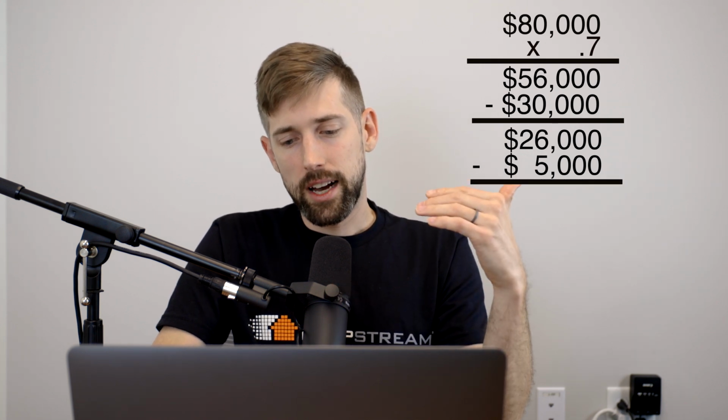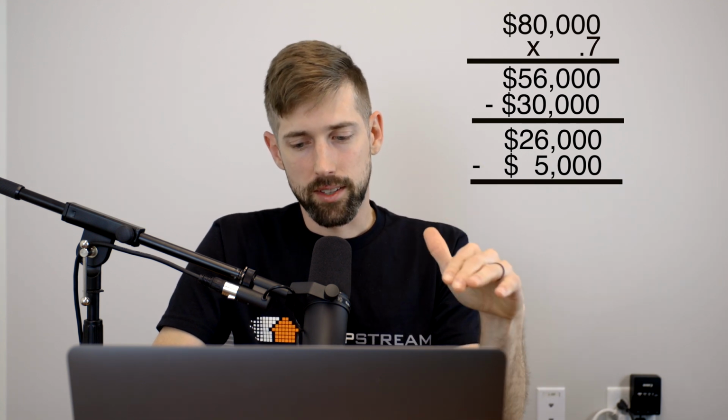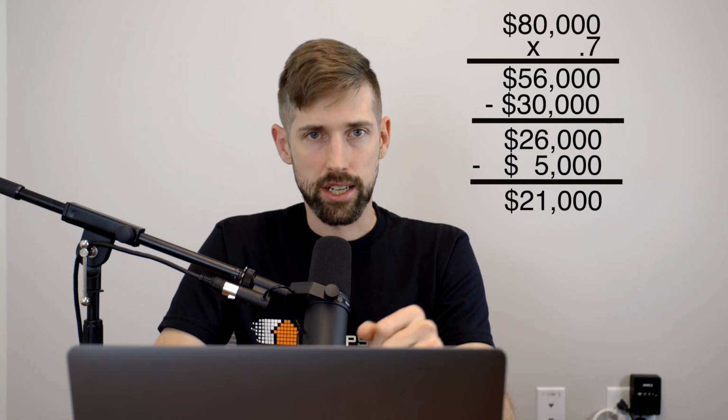So minus the 30,000 gives us the 26,000 all-in investor price. That's what we're going to market it to our buyers list. We're going to minus the $5,000 wholesale fee. And that's going to give us a max cash offer to the owner of $21,000.